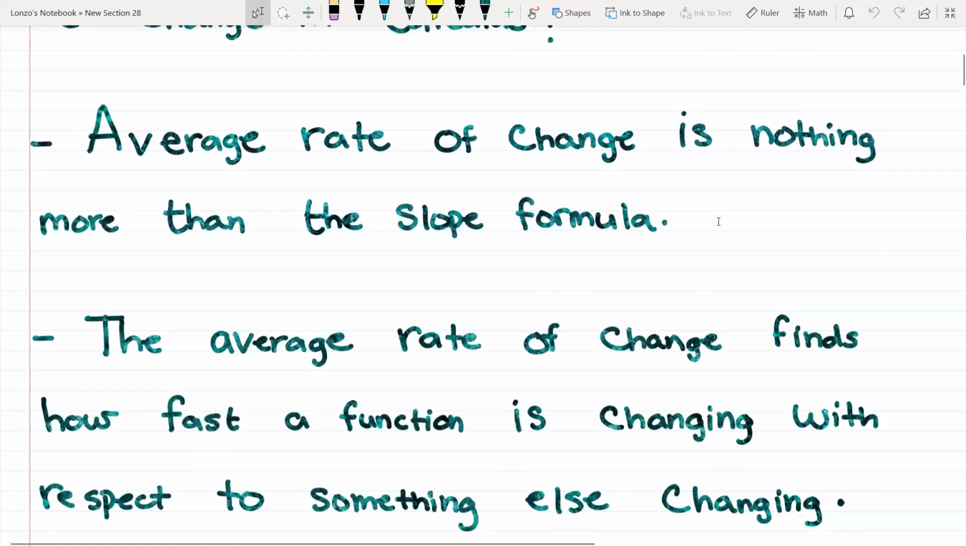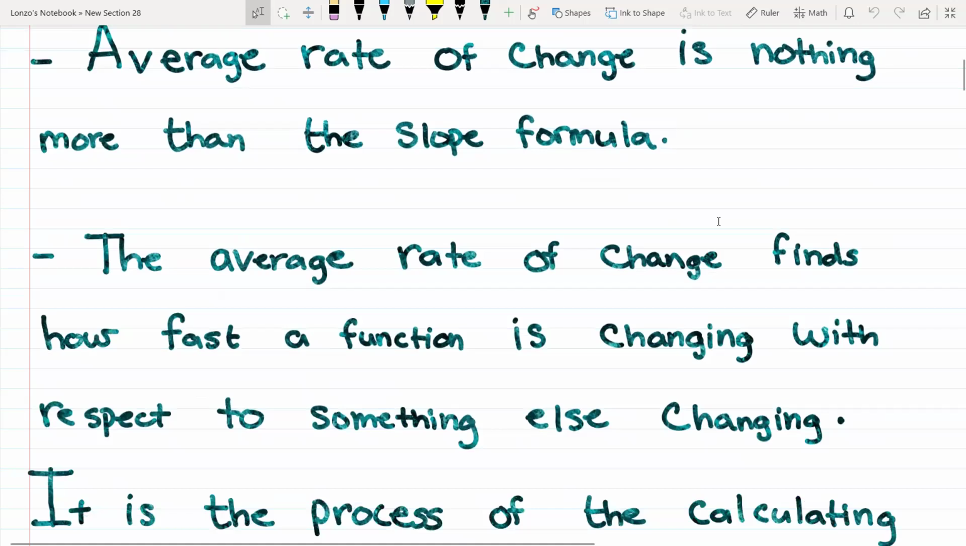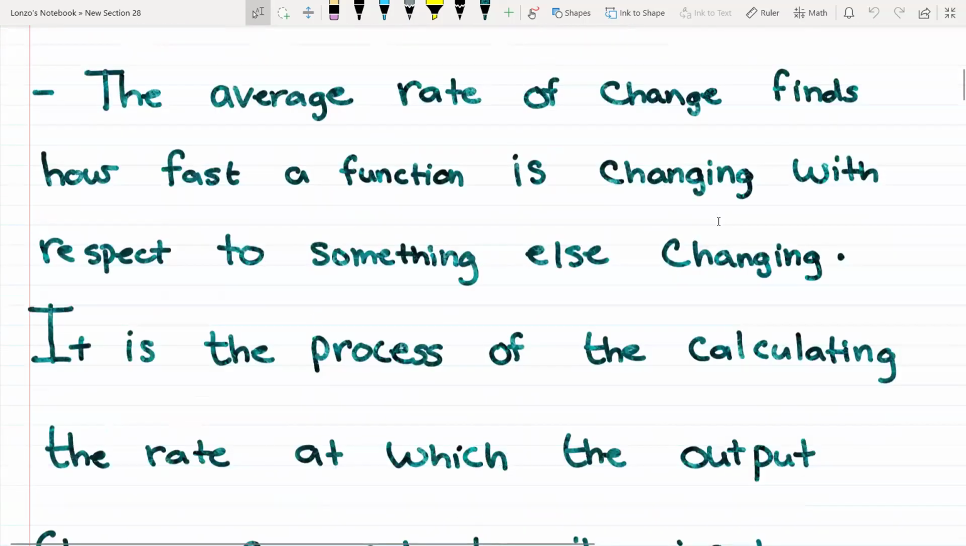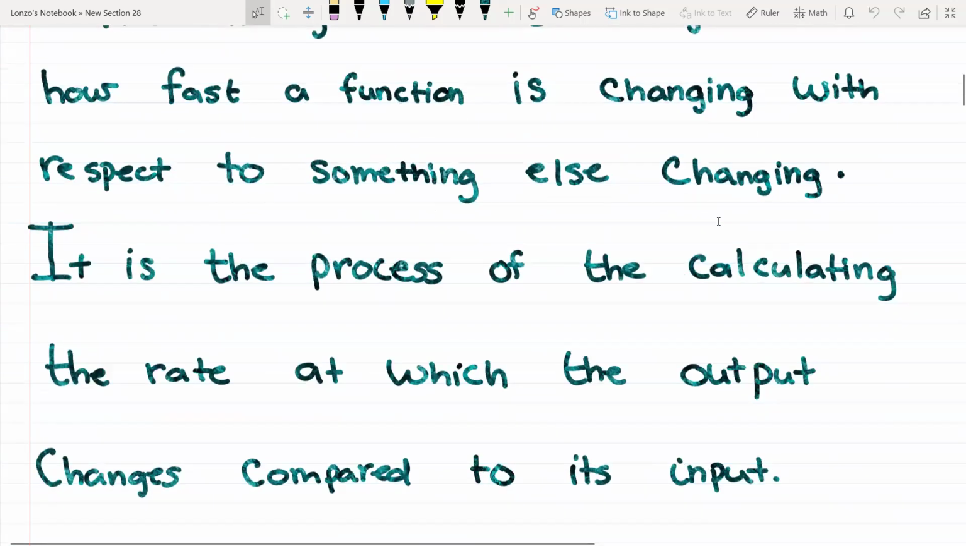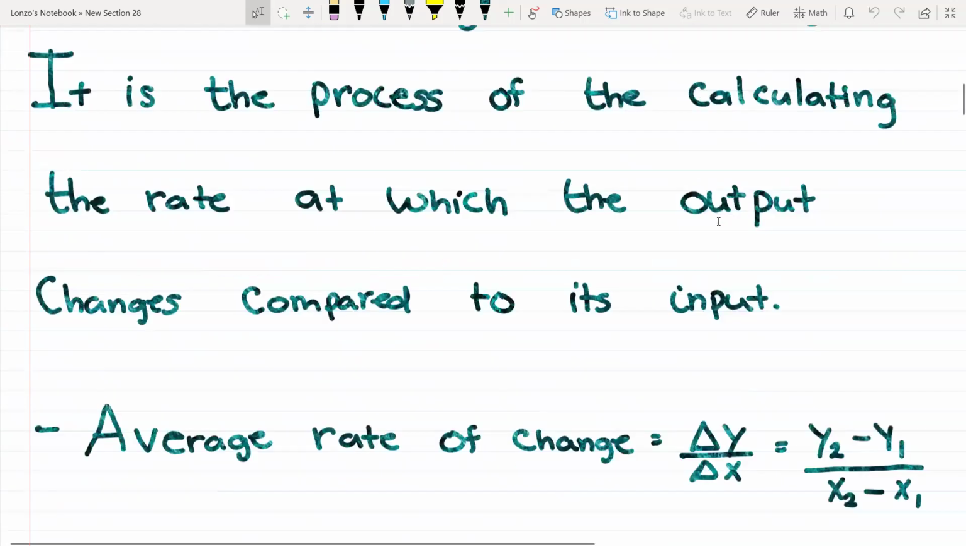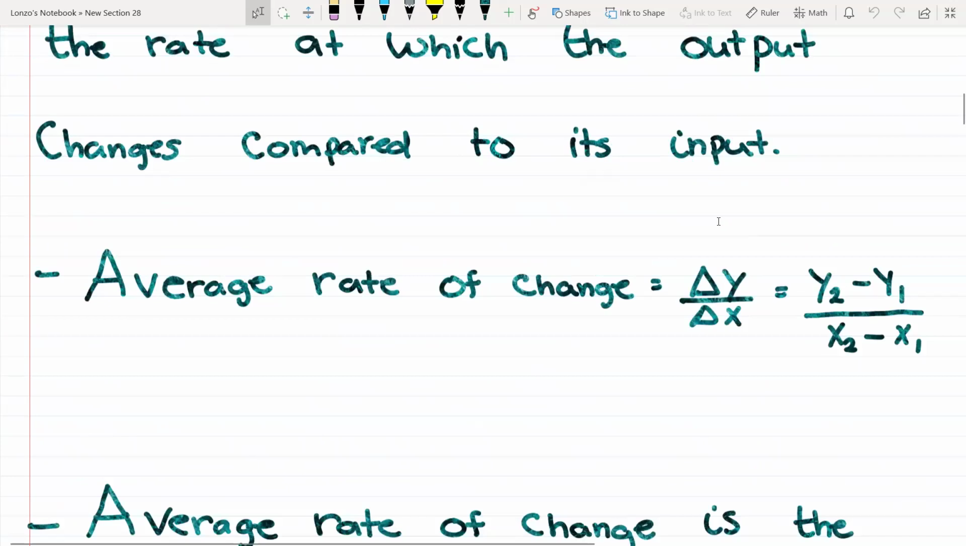The average rate of change finds how fast a function is changing with respect to something else changing. It is the process of calculating the rate at which the output changes compared to its input. So you could think of it as, we said it's the slope of a secant line.